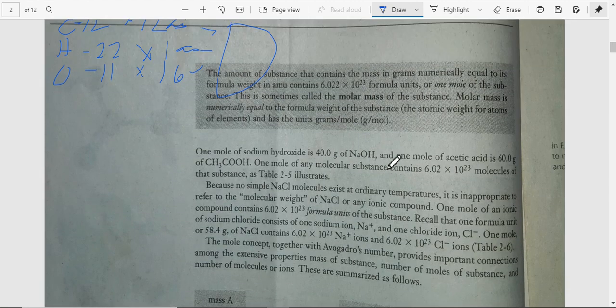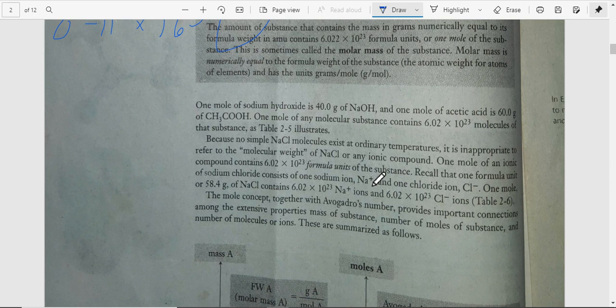One mole of sodium hydroxide is 40 grams of NaOH, and 1 mole of acetic acid is 60 grams of CH3COOH. One mole of a molecular substance contains 6.02 times 10 raised to 23 molecules of that substance, as the table illustrates. Because no sample molecules of NaCl exist at ordinary temperature, it is inappropriate to refer to it as molecular weight.